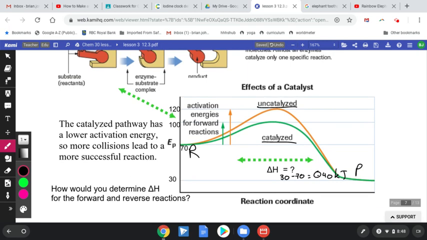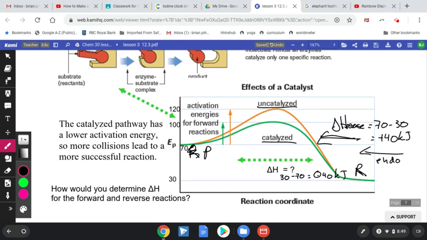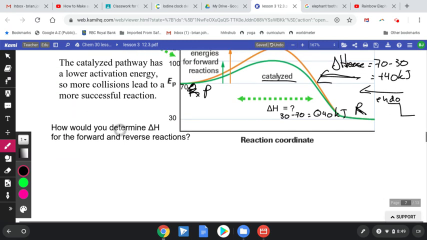If we were going forward, reversing the reaction so that this was reactants and this was products. Products minus reactants for the reverse reaction, delta H reverse, would be 70 minus 30, which is plus 40. Hopefully that makes sense to you that when you run the reaction this way, it is endothermic. It is going uphill like that. Okay.